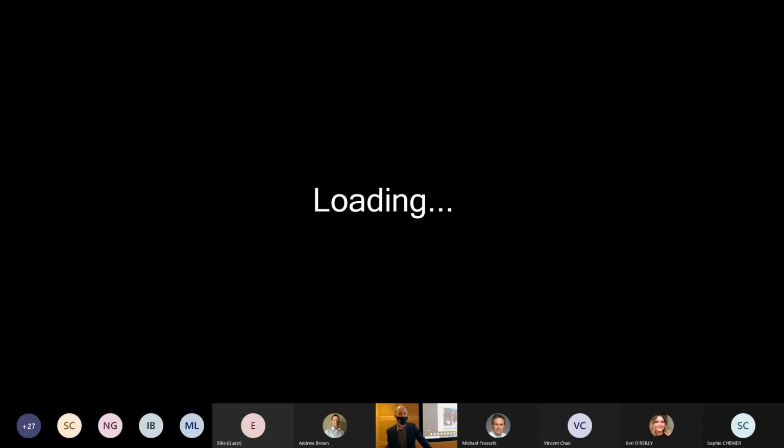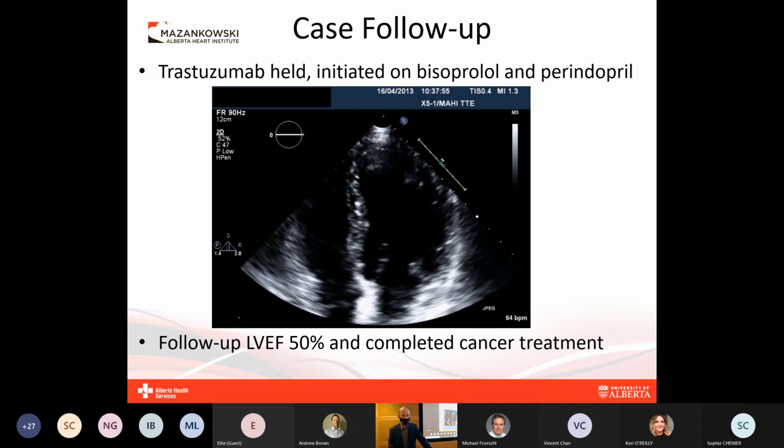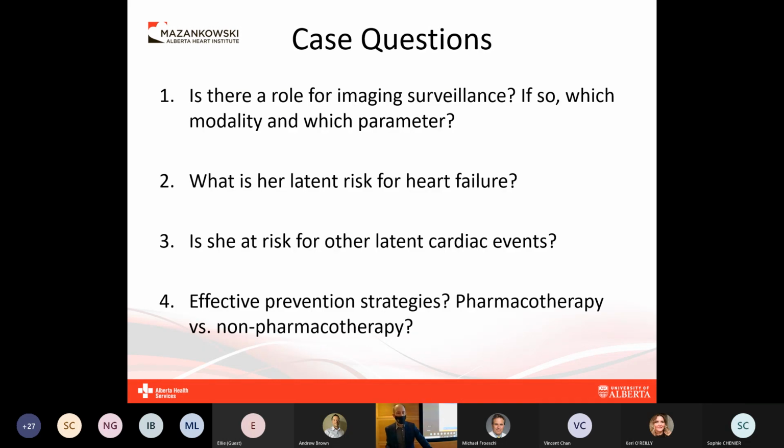For cancer treatment. So these are some questions that, as a clinician treating this patient, I ask myself, and potentially you would be asking yourself as well. And these questions help to stimulate the talk today and provide a framework for the rest of the talk. So is there a role for surveillance imaging beyond the cancer treatment?